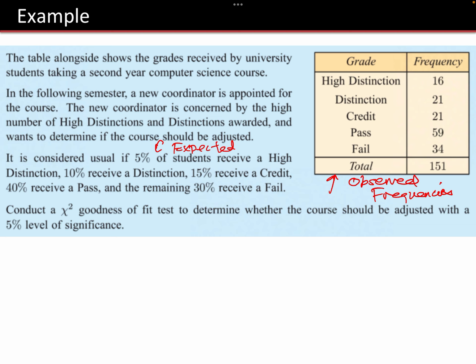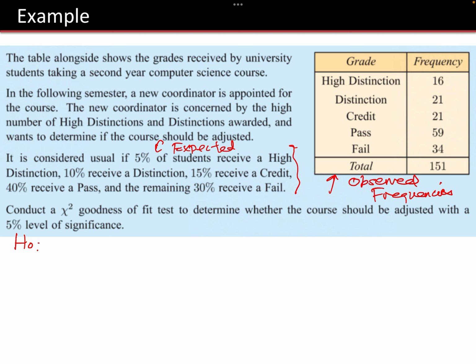Now, let's try to formulate the hypothesis first before we can actually talk about how many people should be getting a high distinction and so on. Watch how I would write the null hypothesis for this particular case, which is quite different because we're not looking at a uniform distribution. The percentage of students getting a high distinction and other grades will be quite different in this case. So the expected frequency is part of the null hypothesis formulation here.